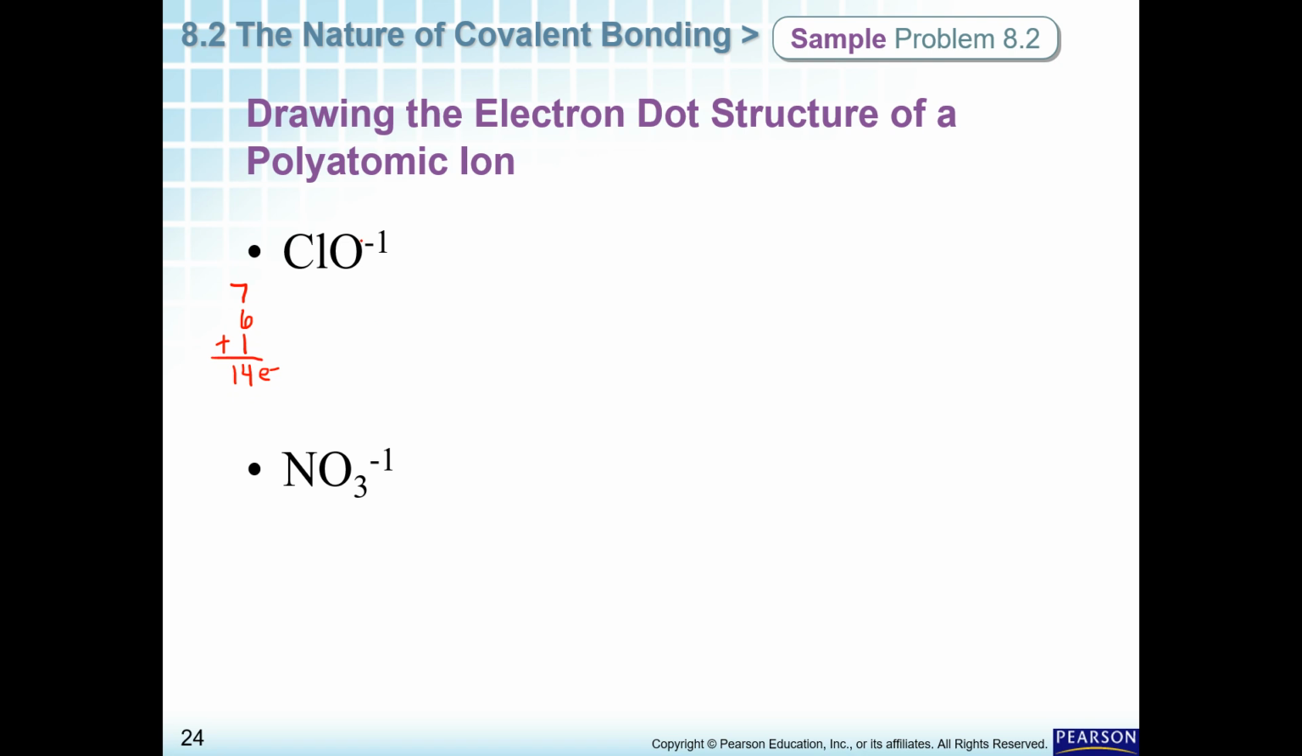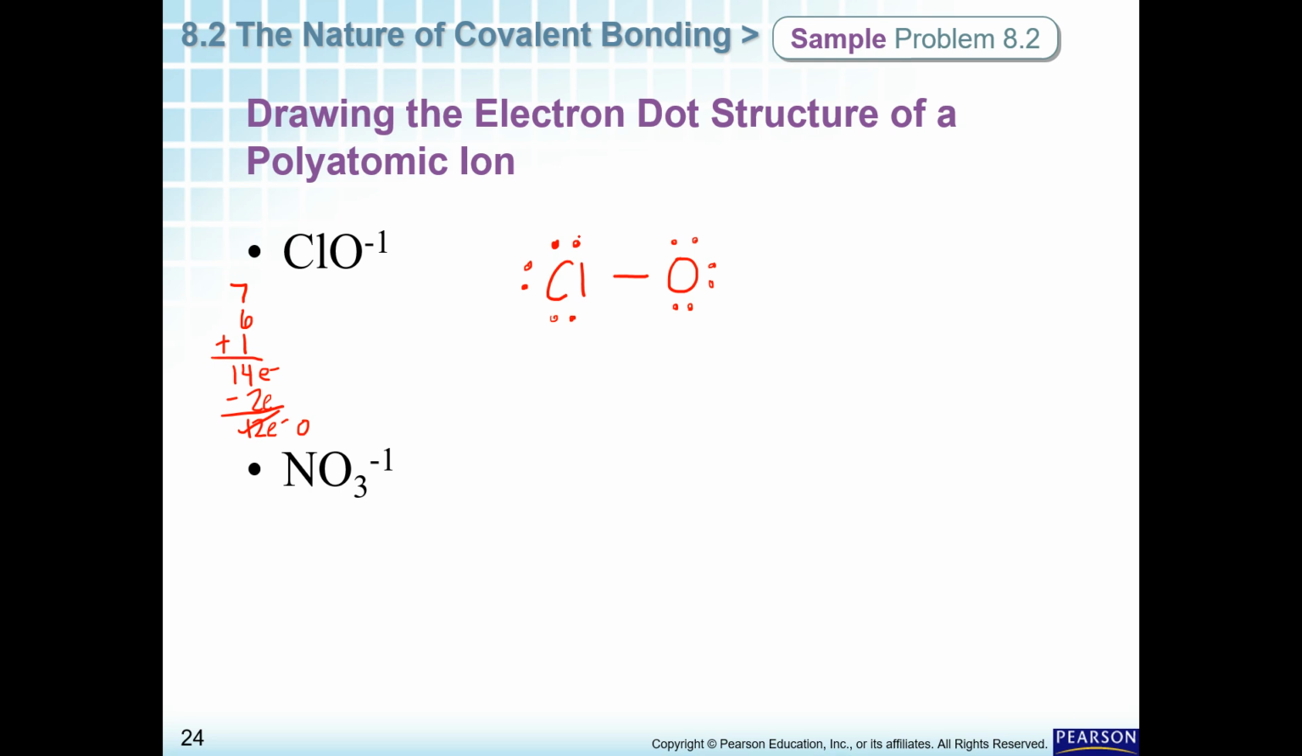Then we need to decide who is the central. Well, since there are only 2 atoms, there cannot be a central atom. It's just going to be chlorine bonded to oxygen. In order to make that bond, we actually used 2 electrons, which leaves us with 12. Then we're going to make sure everybody's happy. So 1, 2, 3, 4, 5, 6, 7, 8, 9, 10, 11, 12. We have placed those 12 electrons, and I'm left with 0.